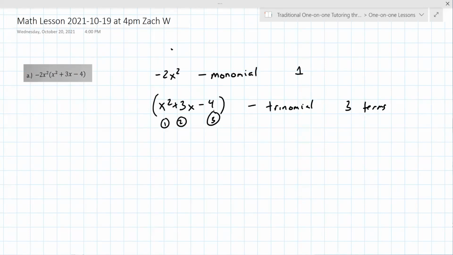Well, poly is used to describe more than one, so polynomial. Probably most of the time it's used like a monomial is a polynomial, but a polynomial is not necessarily a monomial.